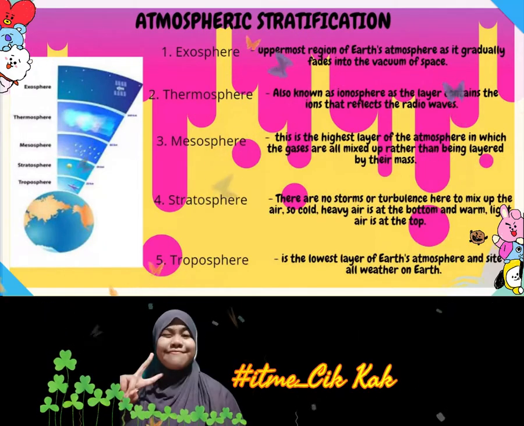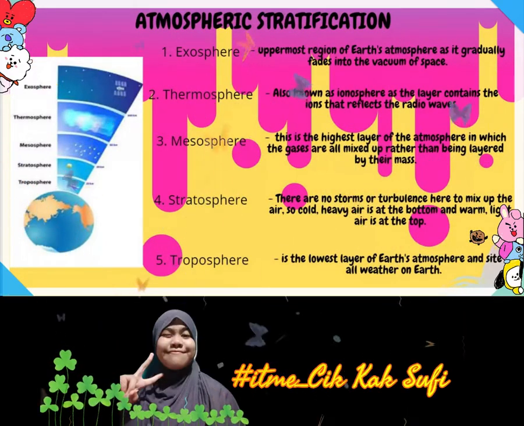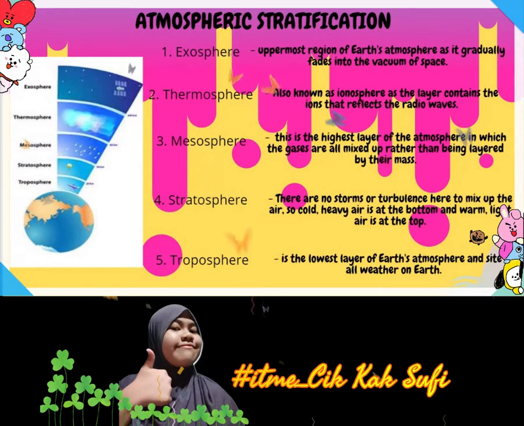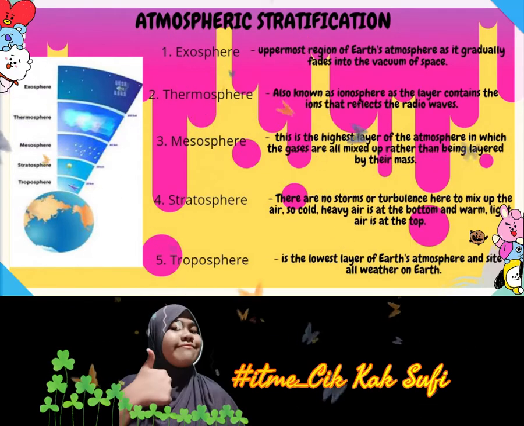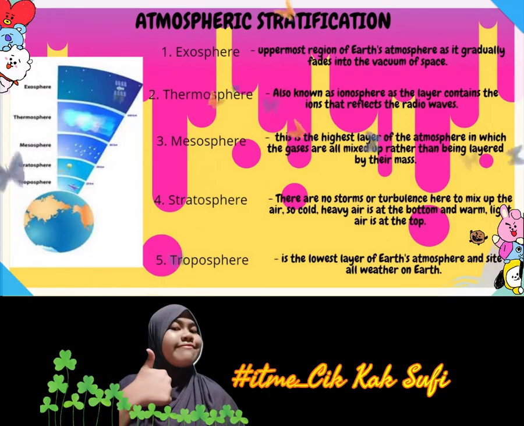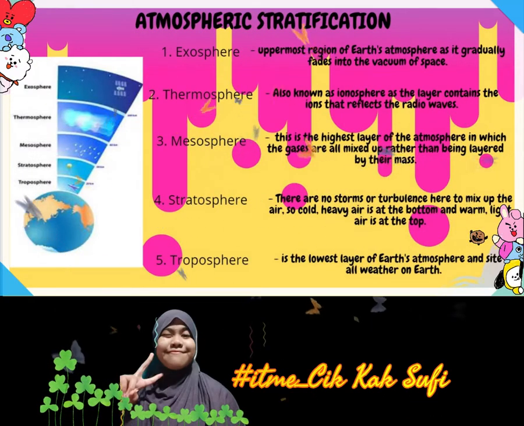So the second layer is the thermosphere. Thermosphere is also known as ionosphere as the layer contains ions that reflect radio waves. Aurora, the colorful light bands formed from the action of charged particles with magnetic fields on Earth and atmospheric gases. The third layer is mesosphere.